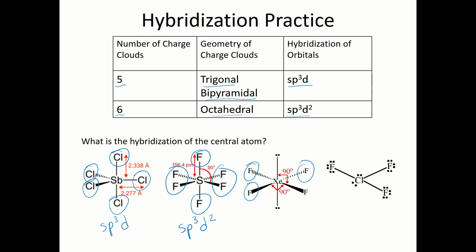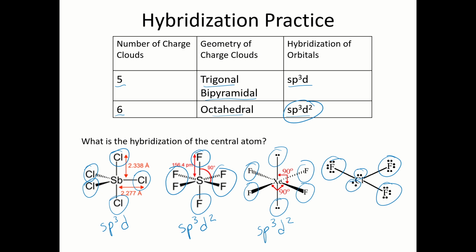Now the next one, xenon, we do, remember, have to count the lone pairs. So we have 4 outer atoms that are attached to that xenon, and we also have 2 lone pairs that are directly on that xenon. So we have a total of 6 electron clouds. That's an octahedral structure. And so again, that is going to be sp3d2 hybridization. So if you notice, I'm pretty much determining the hybridization of the central atom based on the electron cloud geometry. So if you can find the electron cloud geometry, then you know what the hybridization of that central atom is.